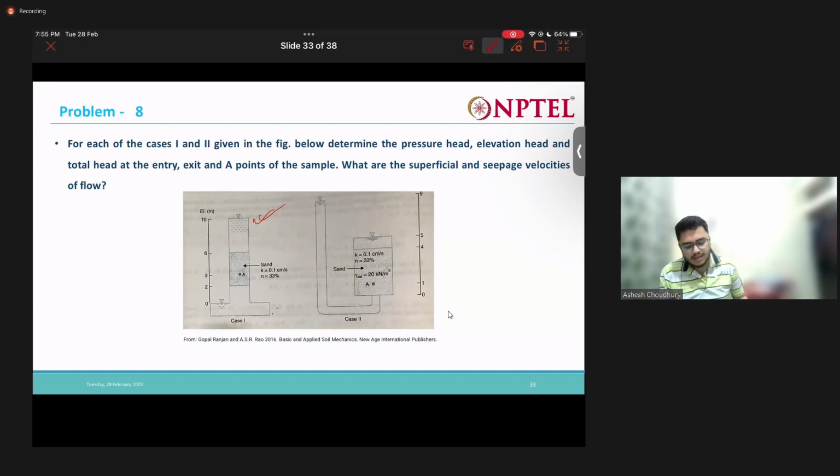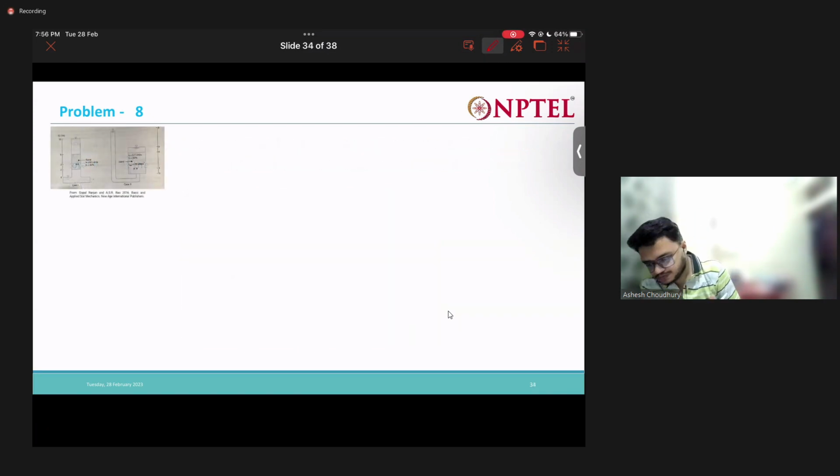Okay, let us solve. In this case, what is given is that we need to find out the pressure head, elevation head and total head at the entry and exit points, and also at this point A, right? We need to find all these things. So now let us first make the table. First we will write the elevation here. Elevation of the point, we will name the point using the elevation. Then we will write the elevation head, then the pressure head, the total head and the head loss.